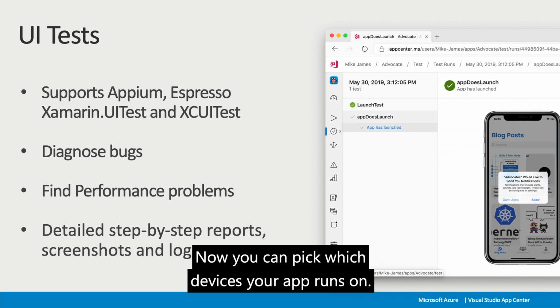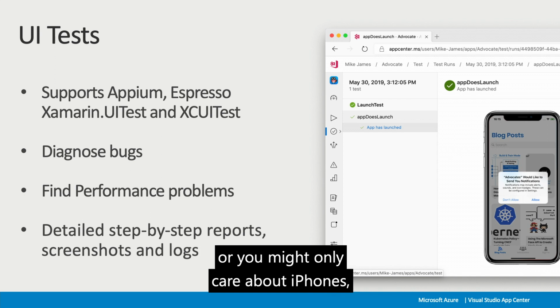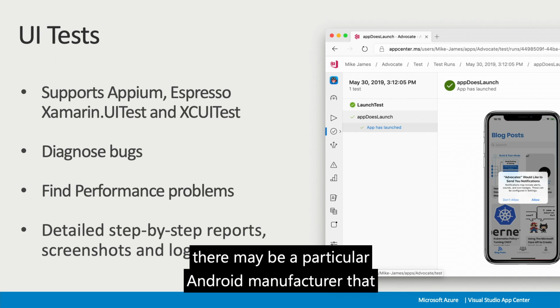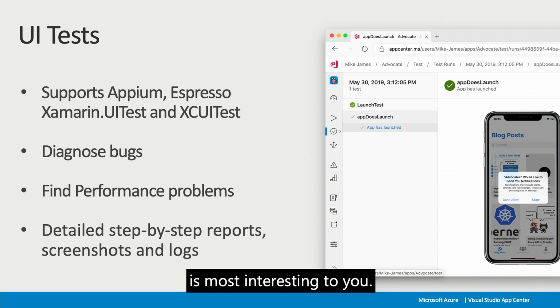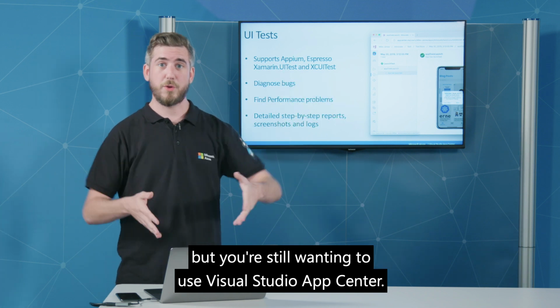Now you can pick which devices that your app runs on. So it might be that you only care about iPads, or you might only care about iPhones. Or if you're building an Android app, for example, there may be a particular Android manufacturer that is most interesting to you. So maybe you don't need to test on loads of different devices, but you're still wanting to use Visual Studio App Center.